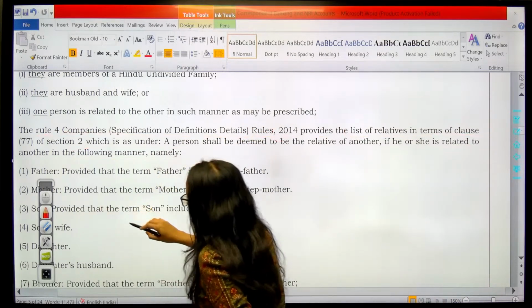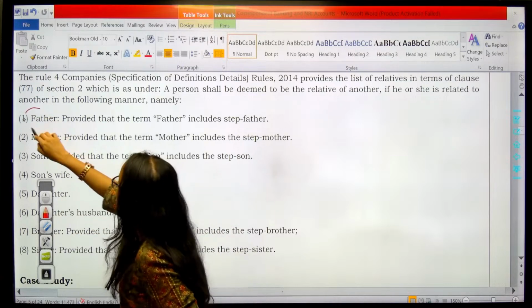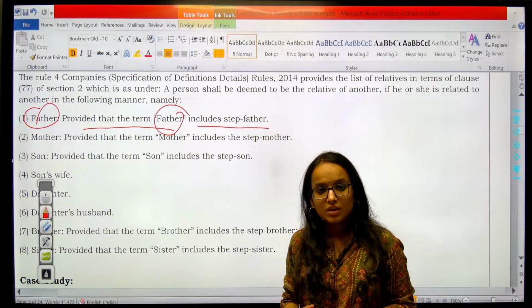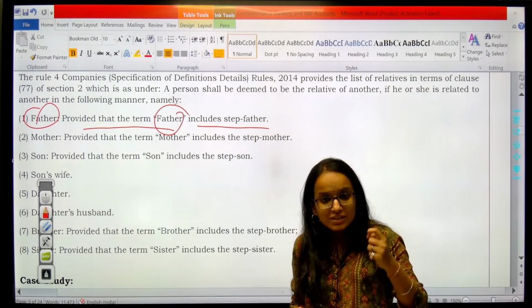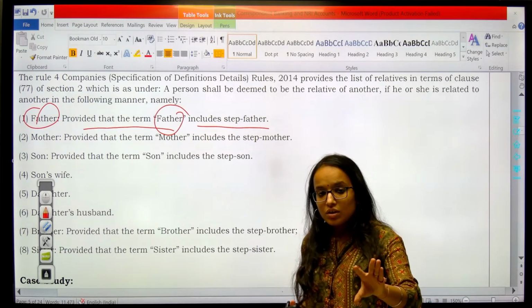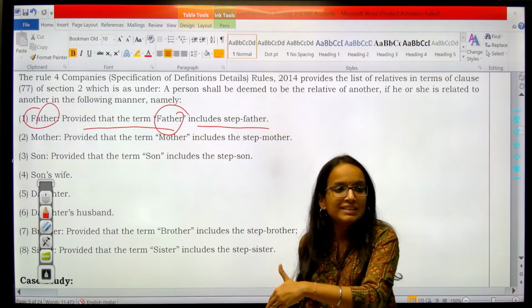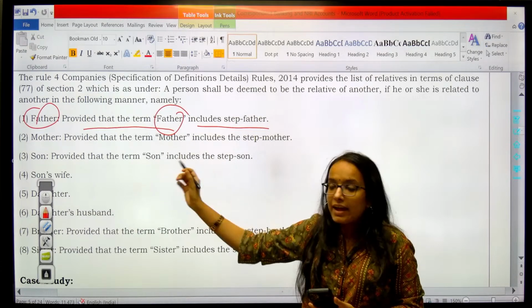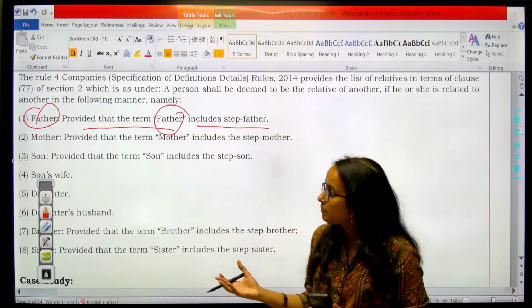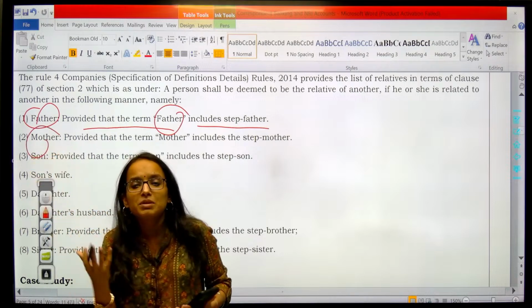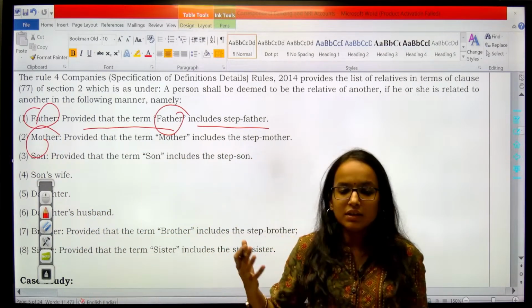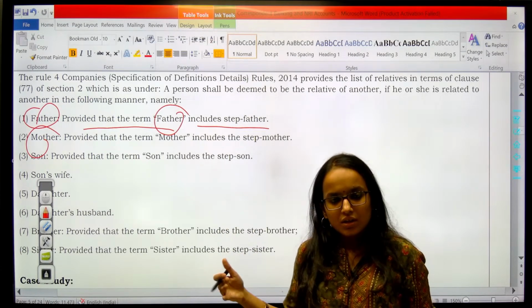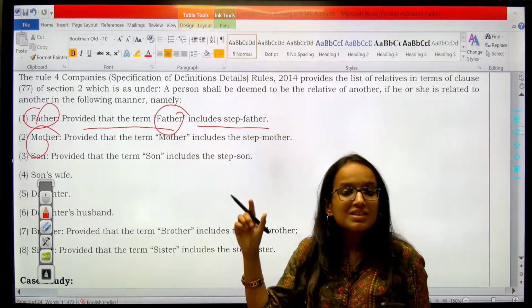So these criteria are: first, father, provided that the term father includes stepfather as well. So your relative is your father or stepfather as well, or you are the father or stepfather. It can be from both sides. Are you getting my point? So father can be there, and the term father also includes stepfather. Then mother. Either the NRE account holder is a mother or the relative is the mother. Whosoever is the mother also includes a stepmother.